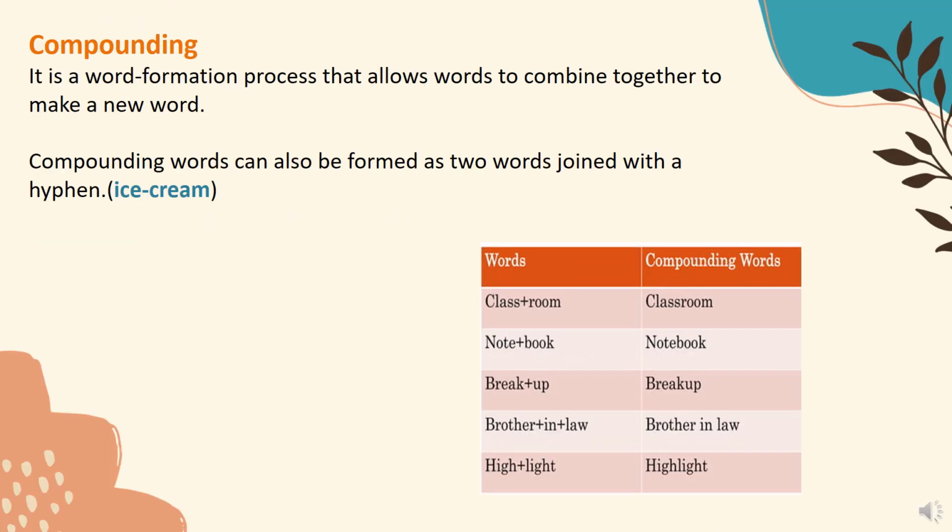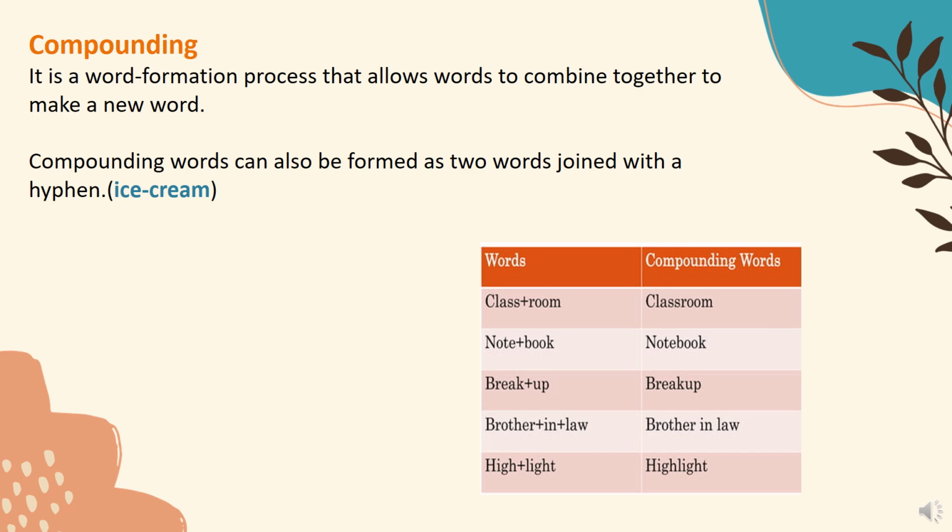Now let us move to another type of word formation process, which is compounding. Compounding is a word formation process that allows words to combine together to make a new word. You get two totally different words, add them together, and simply make a different third word. For example, class plus room is classroom. Note plus book is notebook. Break plus up is break up. Brother plus in plus law is brother-in-law. High plus light is highlight.